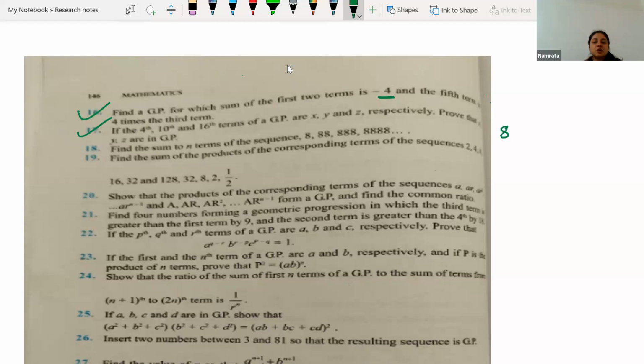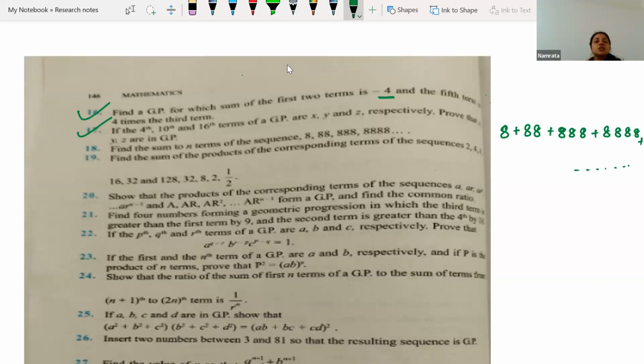We have to find the sum of this, this, this, till infinity. Is it in GP, Lina? No, ma'am, it's not in GP. So first thing, we are doing geometric progression.